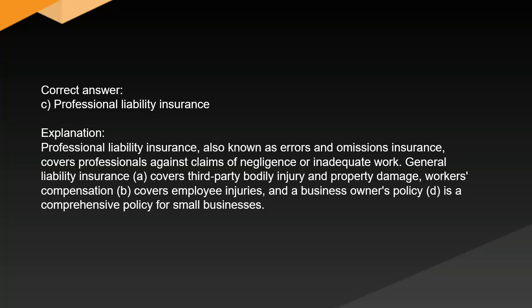Explanation. Professional liability insurance, also known as errors and omissions insurance, covers professionals against claims of negligence or inadequate work. General liability insurance, A, covers third-party bodily injury and property damage. Workers' compensation, B, covers employee injuries. A business owner's policy, D, is a comprehensive policy for small businesses.